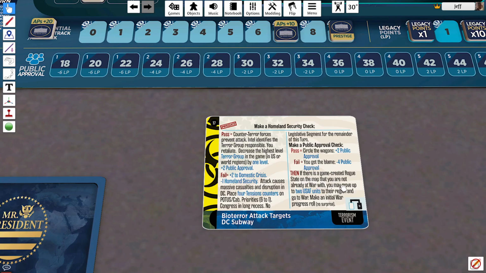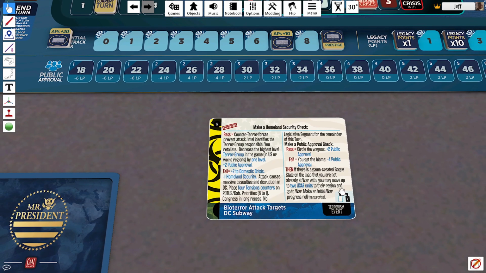If there's a game created rogue state you're not already at war with, you may move up to 2 U.S. Air Force to their region and go to war.